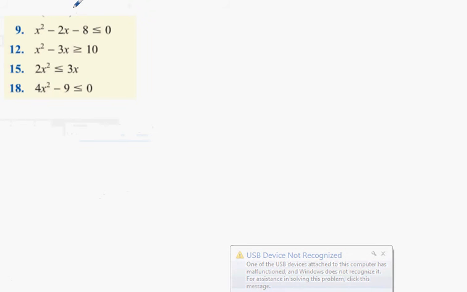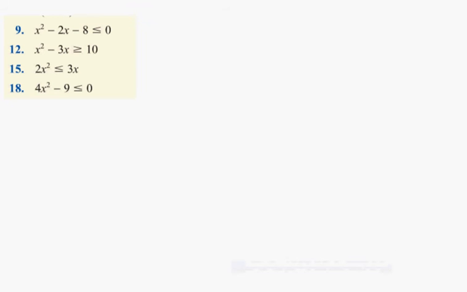Okay, first things first, I'm going to do question 12. So when I do question 12, what we have is x squared minus 3x. I'm going to bring over the 10 on the other side. So we're going to get x squared minus 3x minus 10 is greater than or equal to 0.